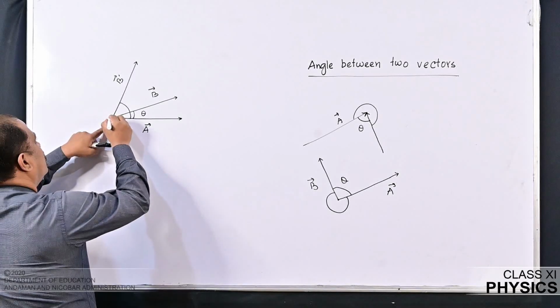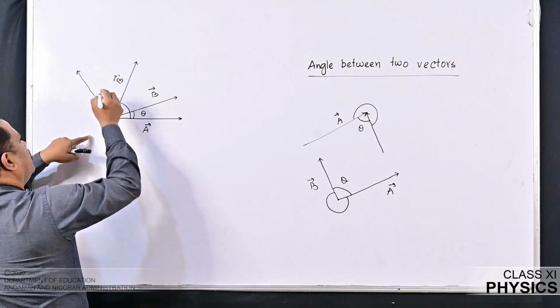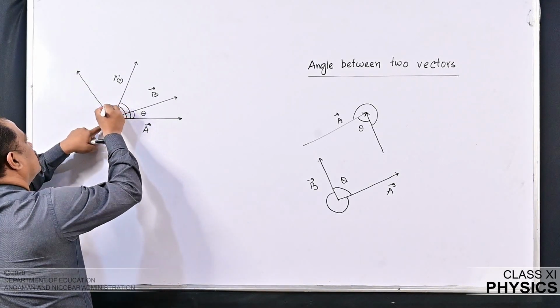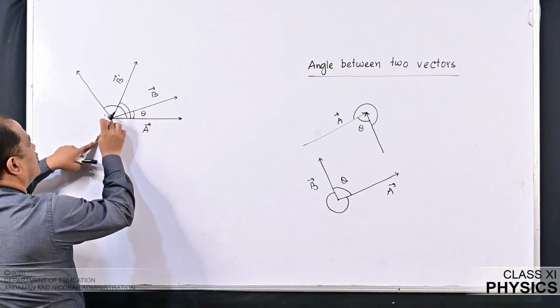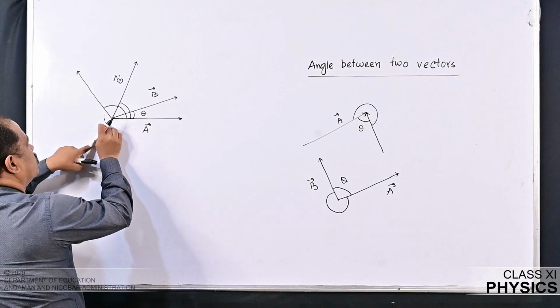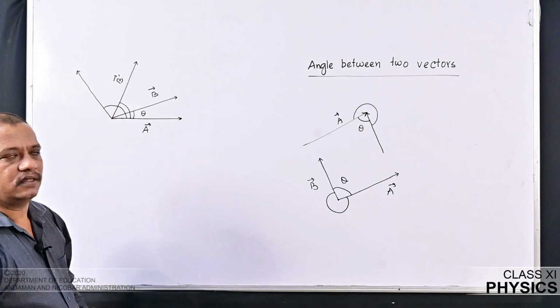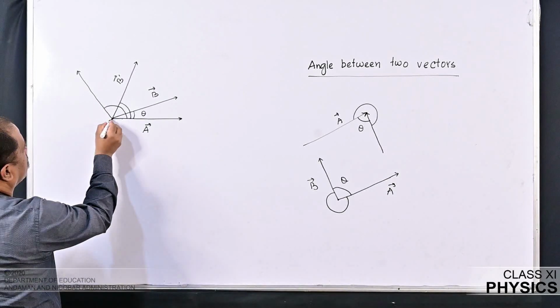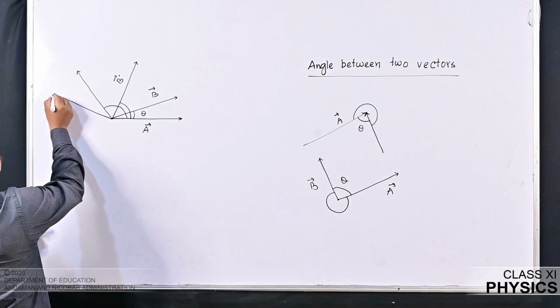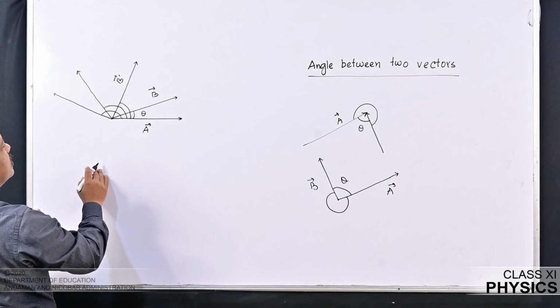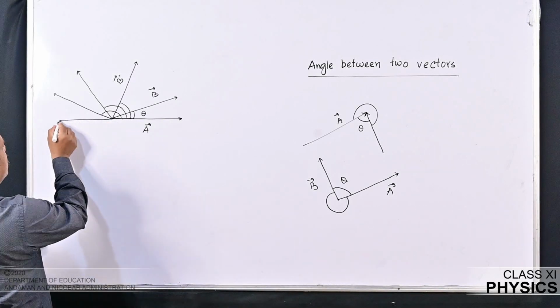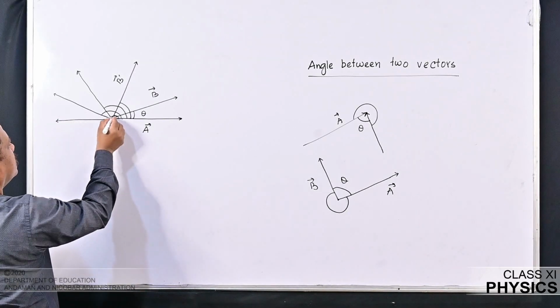Now if I rotate further, I'll see that again the angle is increasing. Because this is one angle and this is the other one. This angle is greater, this is smaller. So I will consider the smaller angle as the angle between the two vectors. Further, if I rotate the vector, I see that again, this is the angle between the two vectors. Further, if I rotate, then this is the angle between the two vectors.